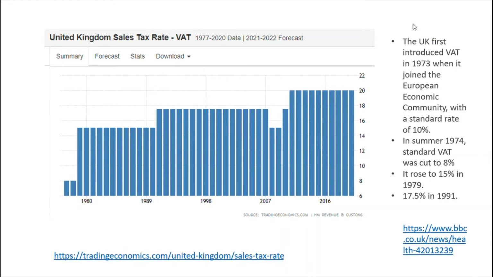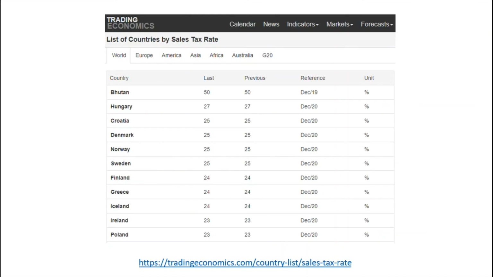It rose to 15% in 1979 and to 17.5% in 1991. And it's remained roughly at that 17.5% since 1991. A brief spell of a 15% VAT rate came in immediately following the financial crisis, which was intended to be a big boost for consumers to get consumers spending again. But following the financial crisis, in a way of balancing the budget and through that austerity, as we talked about before, they have increased the VAT rate to 20% and have kept it there since 2010-ish.